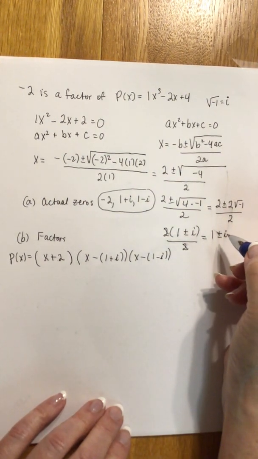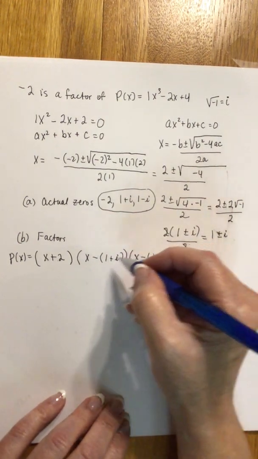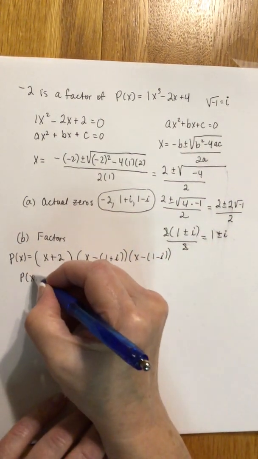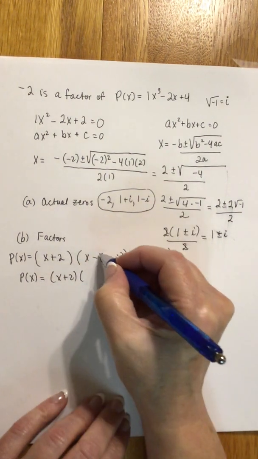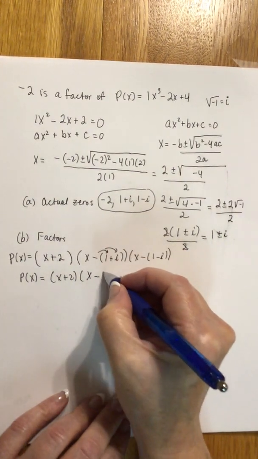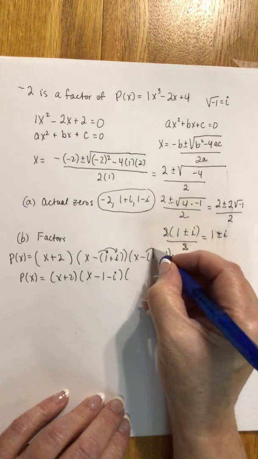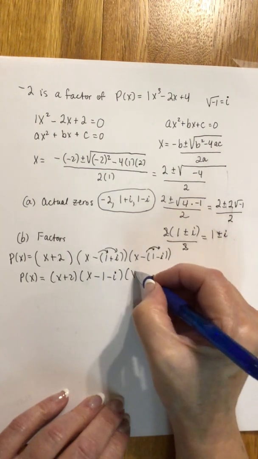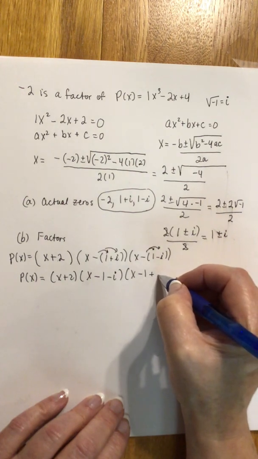Now, when we have it something like this, we can't leave it like this. We want to go ahead and get rid of that inside parentheses. So we have p of x equals x plus 2. This distributes in, so I get what? x minus 1 minus i. And here we're going to do what? x minus 1 plus i.